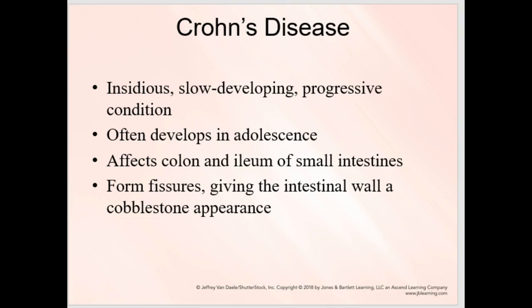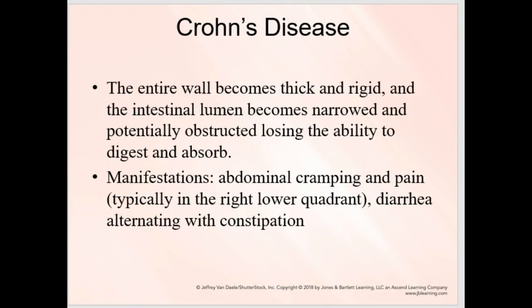Now, it forms fissures, and it has little raised areas and depressions between them, which creates what's known as a cobblestone appearance. And I do have a picture for you. I'll show you in a little bit. But if you don't know what cobblestone is, like cobblestone streets are raised stones that they've placed down next to each other and filled it with some sort of, I don't know what, to create a road. That's what the wall looks like in Crohn's disease. The entire thickness of the tube becomes thick and rigid as well.